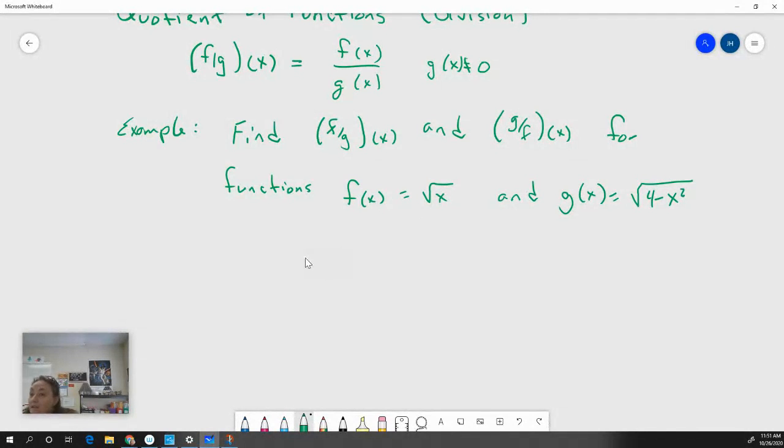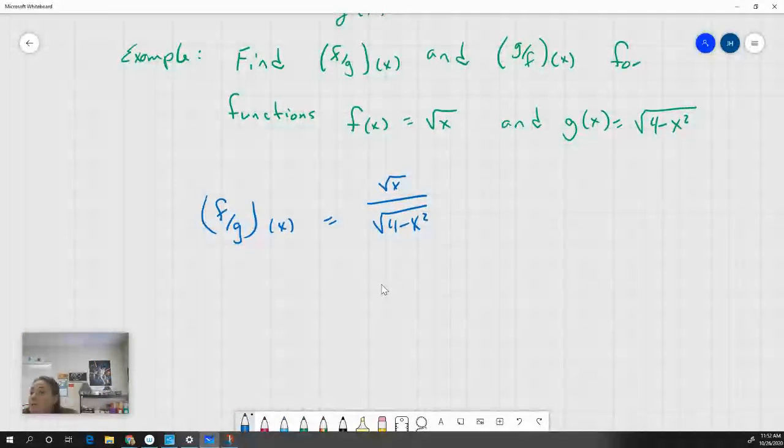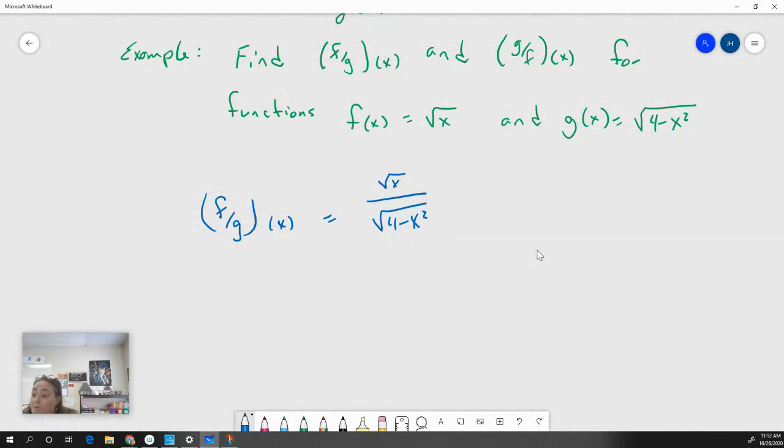And you might think, hey, this is crazy and complicated, right? But it's really not that complicated. If I want f over g of x, that is simply the square root of x over the square root of 4 minus x squared. It is literally that simple. Now this is a perfect square thing. We could probably break that down. I can't remember if it was broken down in the book or not. But I'm not going to get the square root of x out of it, so I'm not going to bother with breaking it down.